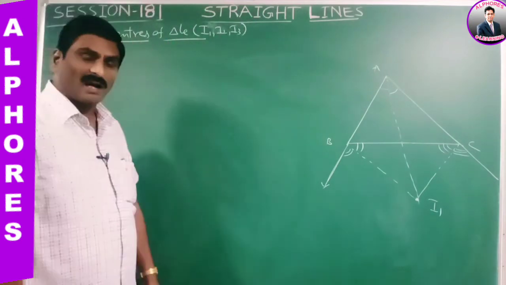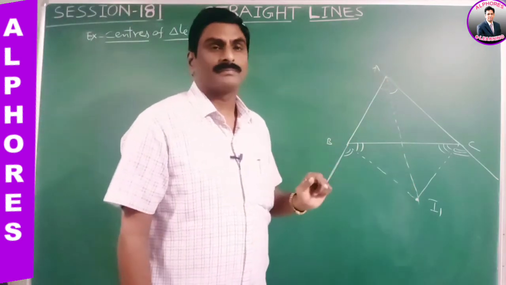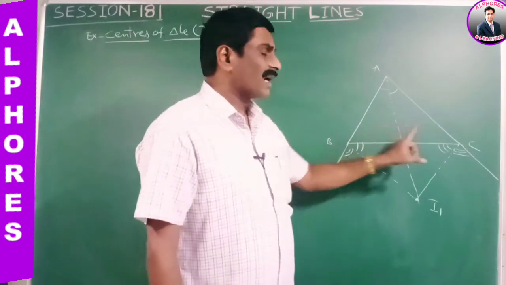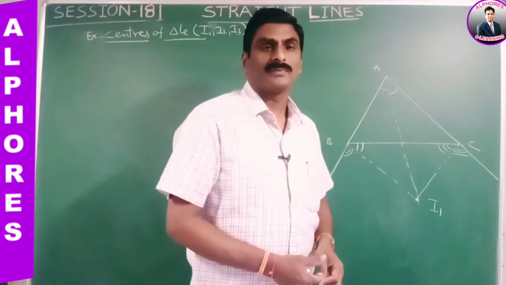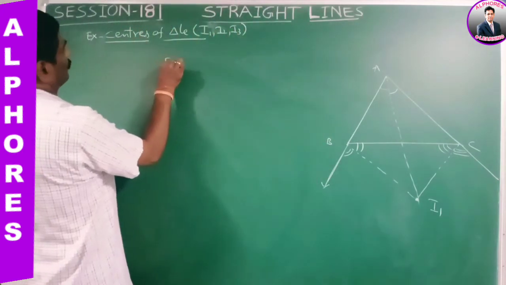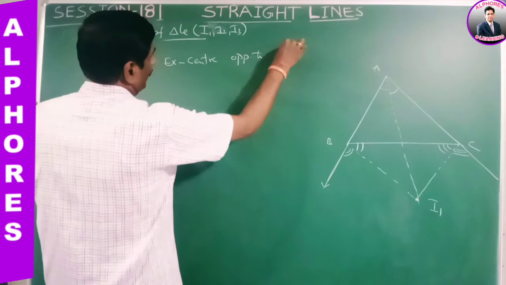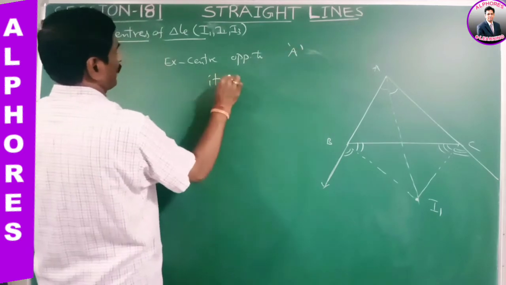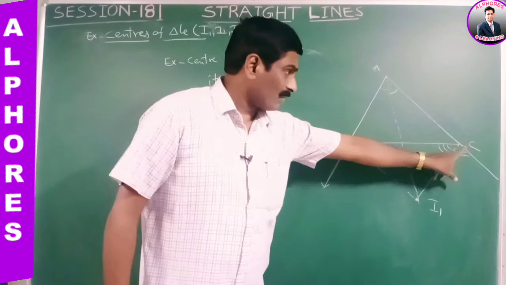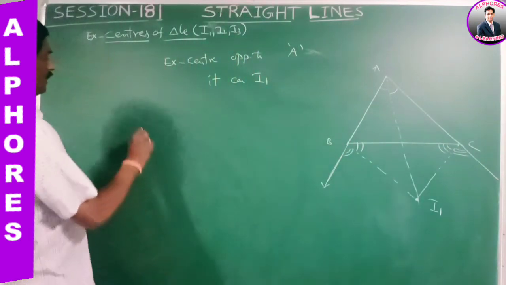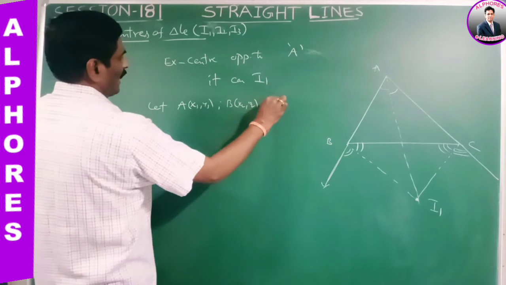The point of concurrency of the internal angular bisector of angle A and the external angular bisectors of B, C in a triangle is said to be the excenter opposite to the vertex A. It can be denoted by I1. Similarly, the excenter opposite to the vertex B is denoted by I2 and the excenter opposite to C is denoted by I3.